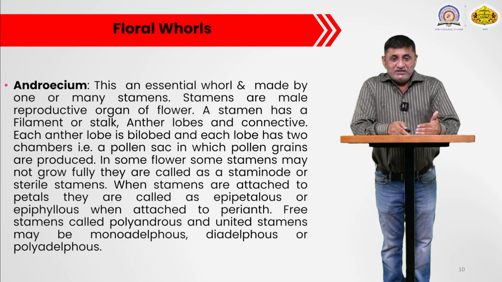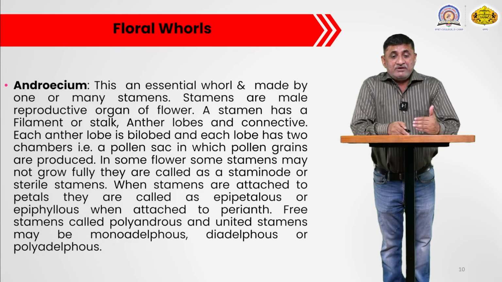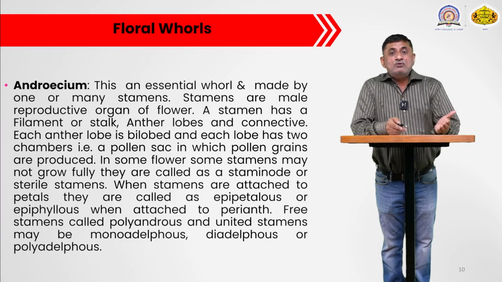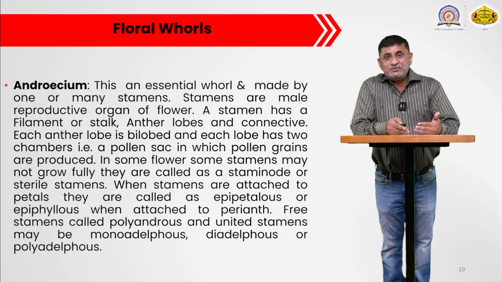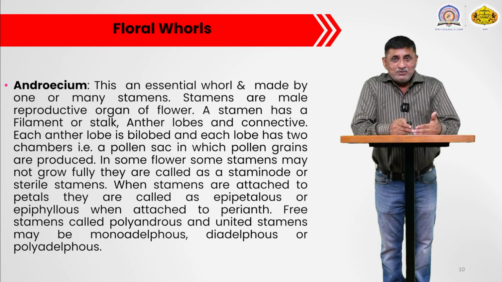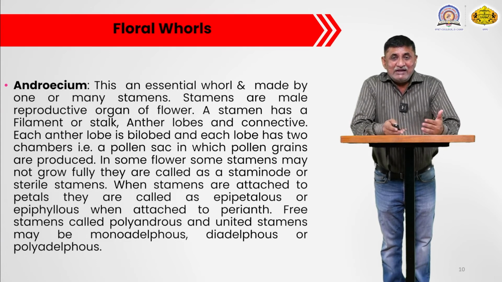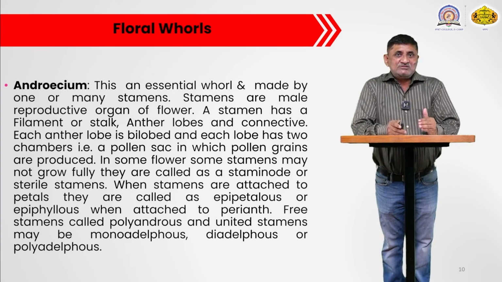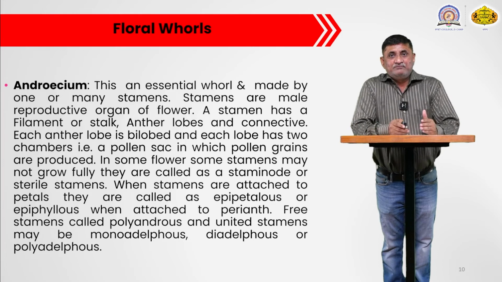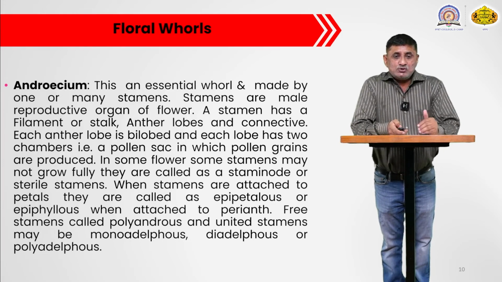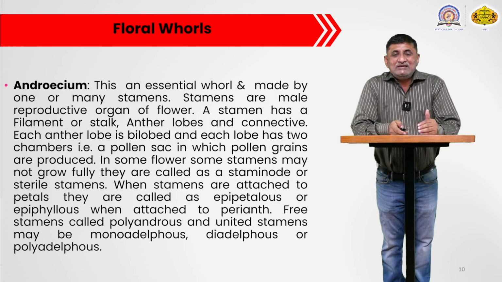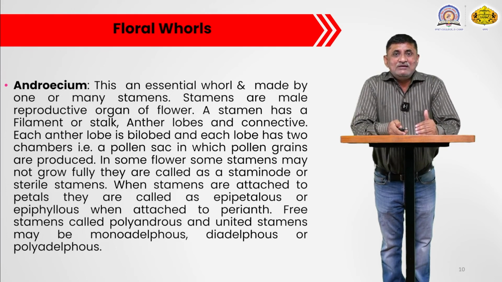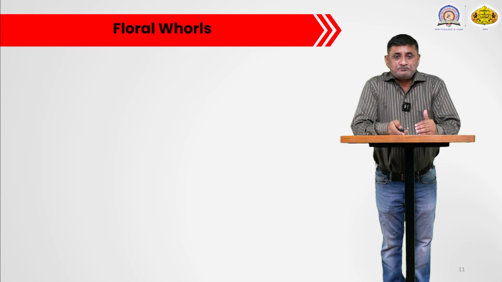If stamens are free, they are called polyandrous, and if stamens are united, they may be in one bundle, two bundles, or many bundles, and respectively they are called monoadelphous, diadelphous or polyadelphous stamens, because there you will see different bundles of stamens. So that is a union of stamens in the form of bundles. So this stamen or androecium is an essential third whorl of a flower. It takes part in reproduction.